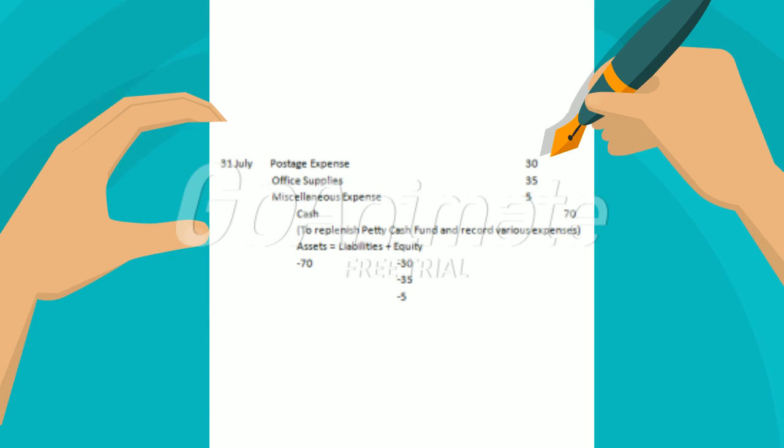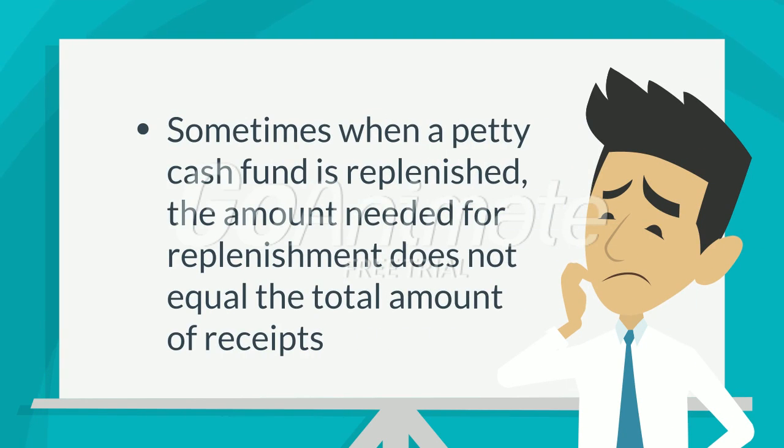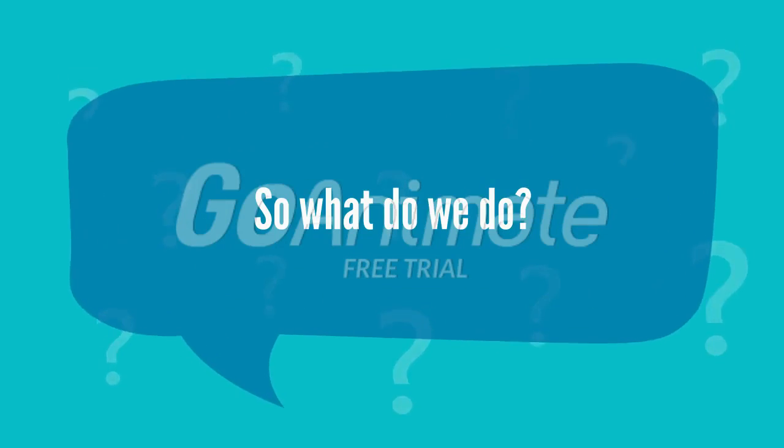We would also conduct the following journal entries to replenish the cash fund and record the various expenses incurred. Sometimes, when a petty cash fund is replenished, the amount needed for the replenishment does not equal the total amount of receipts. So what do we do?